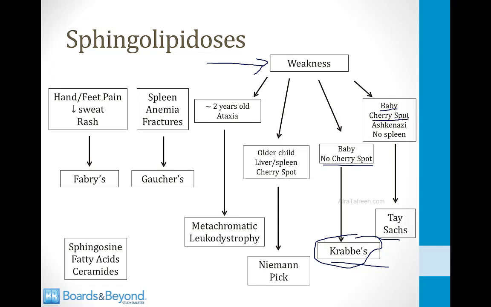It does have a cherry red spot. The child is usually of Ashkenazi Jewish descent, and the cherry red spot can sometimes make you think of Niemann-Pick disease, but in Tay-Sachs there is no splenomegaly, and that's how you can distinguish this disorder.